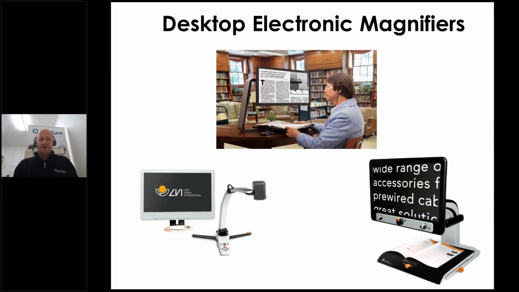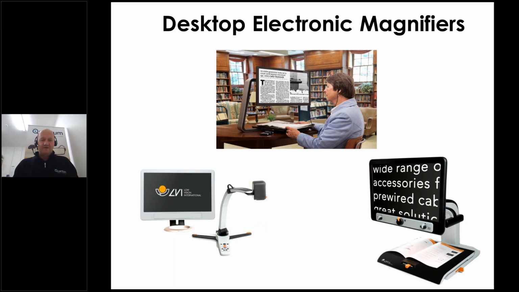The next size equipment are desktop electronic magnifiers. So these are really exactly the same as the portable electronic magnifiers, except they're quite a lot larger. Magnification ranges from about 1.5 times up to about 100 times magnification. Screen sizes range from about 13 inches up to 24-inch screens.